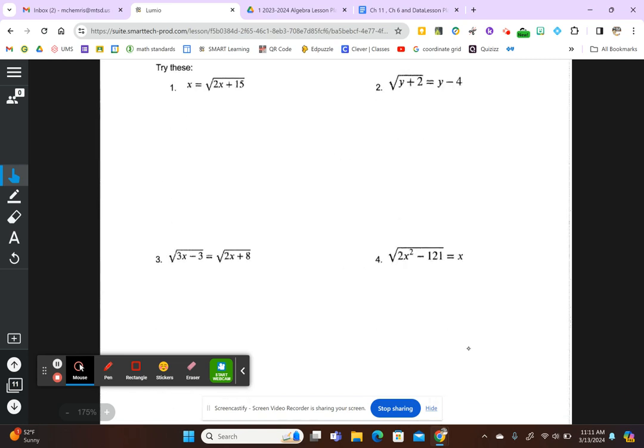Okay, so now here, I want everyone to try number 1, 2, 3, and 4, and you can check your answers on the answer key.